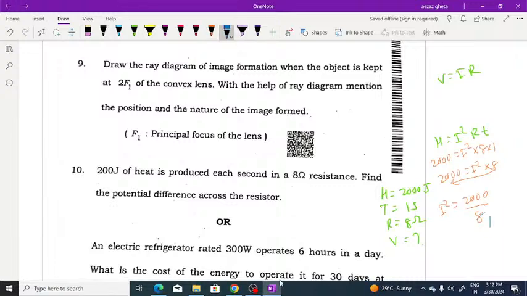8 ones are 8, 8 twos are 16, 8 fives are 40. Sorry, this is 200, not 2000. So we get 25. I squared is equal to 25, so I is equal to root 25, which is 5 ampere. So V is equal to I into R, 5 into 8, which is 40 volt. How much volt? 40 volt.